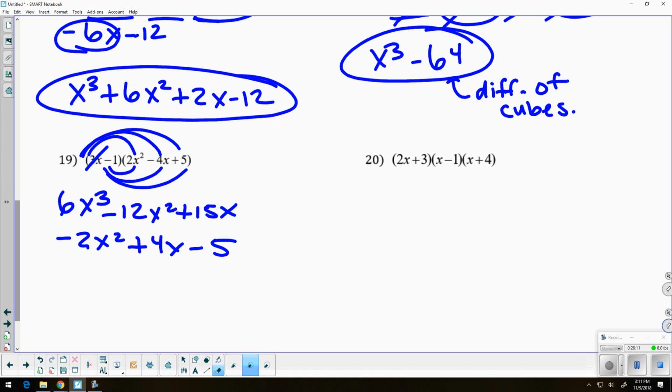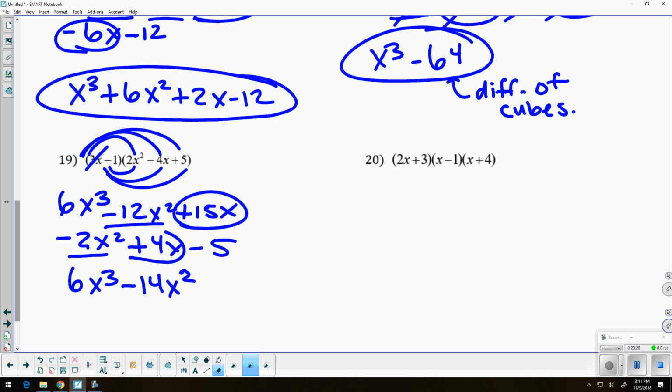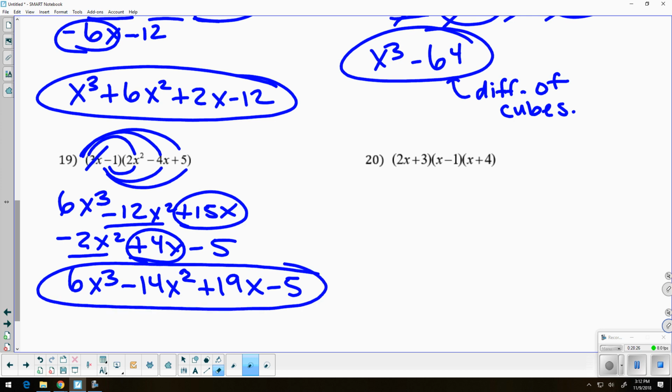And now combining like terms, 6x cubed. Your x squareds would make that minus 14x squared. And then your x's, 15 plus 4, makes that 19x minus 5. And there's your final answer. The last one, number 20.